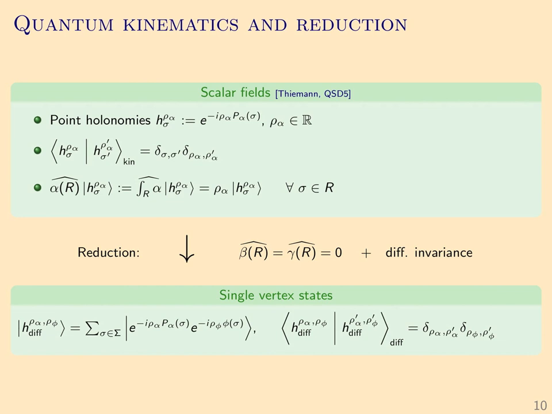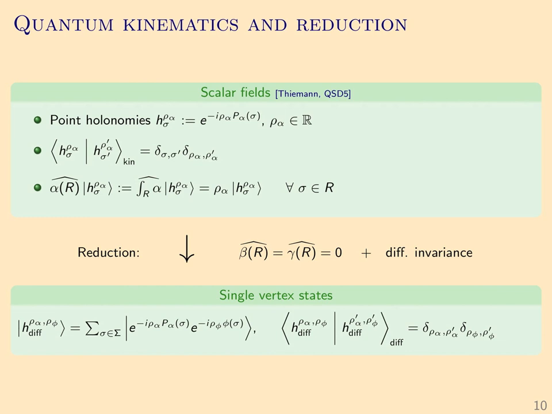And what you get is just a sum over all points in sigma of these point holonomies. And this you call the diffeomorphism invariant state h diff with representation labels rho alpha, rho phi. Again, here I will skip technicalities, like that this is a state in the dual space and so forth. So from the rigging map construction, you also obtain a new scalar product for these diffeomorphism invariant states. It is just given by a Kronecker delta in rho alpha and a Kronecker delta in rho phi.